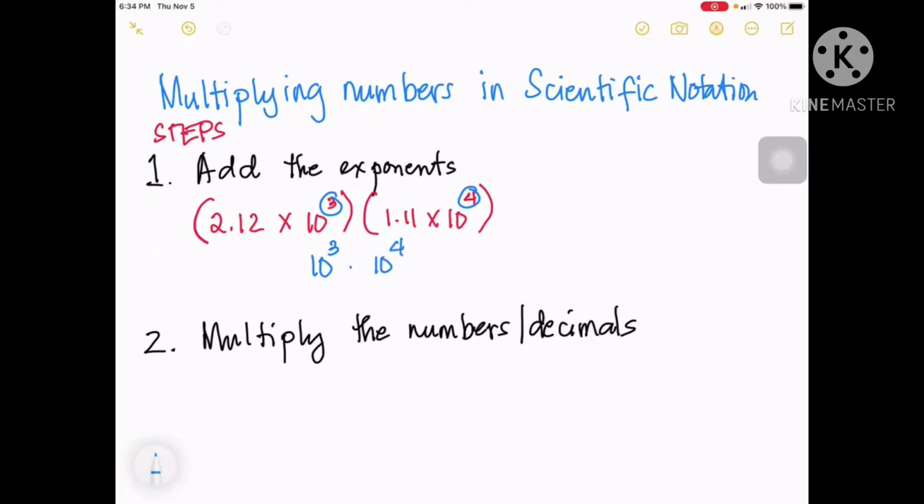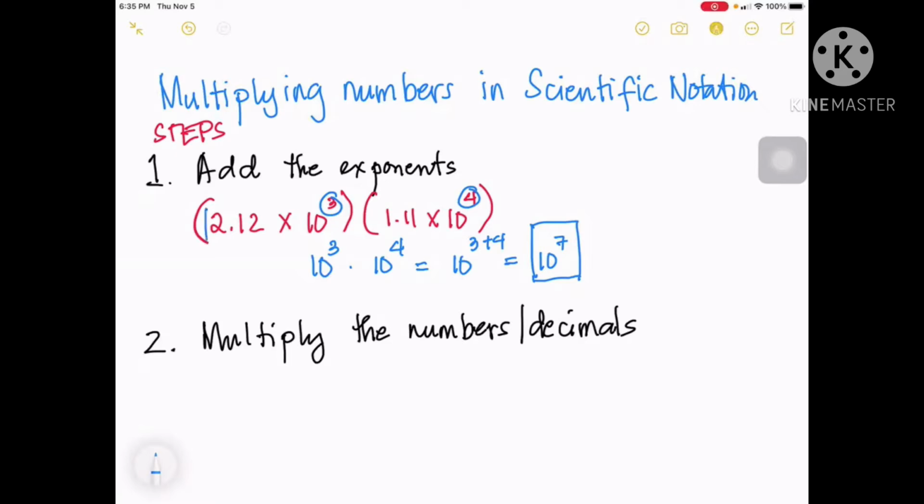Based from the laws of exponent, numbers having the same base, we add their exponents. So that will be equal to 10 to the third plus 4. That will give you 10 to the seventh. That's it. At the latter part of our discussion, we're going to use this 10 to the 7th. Let's move to the second step. Multiply the numbers or the decimals.